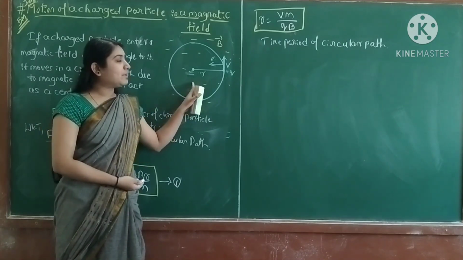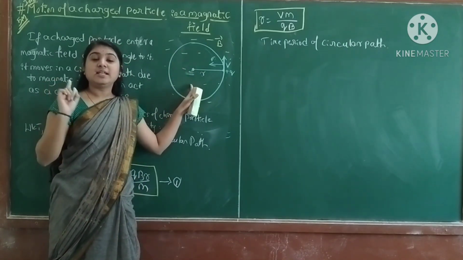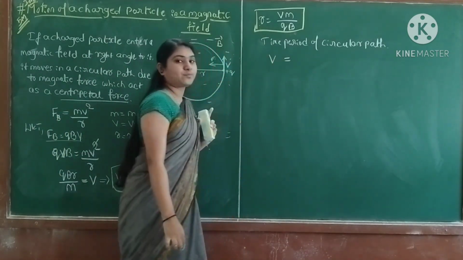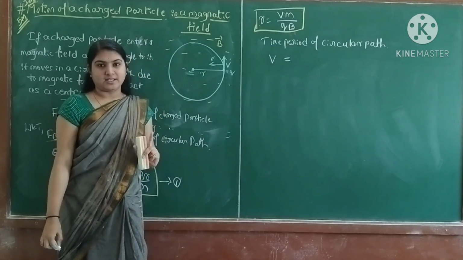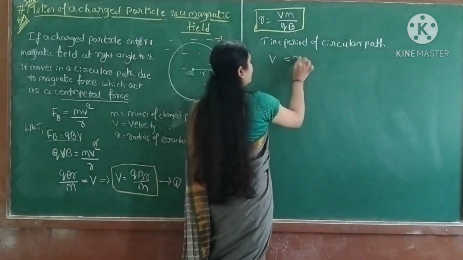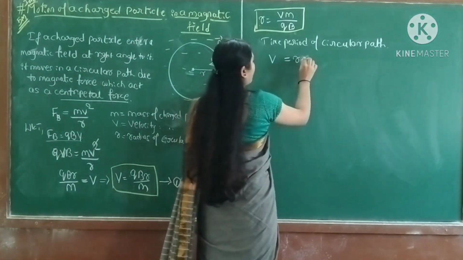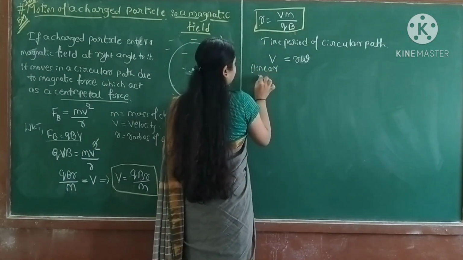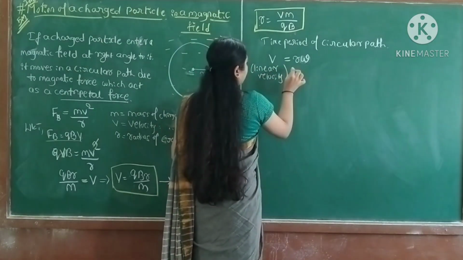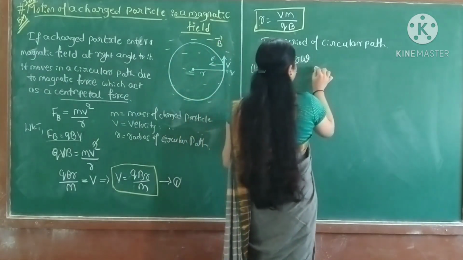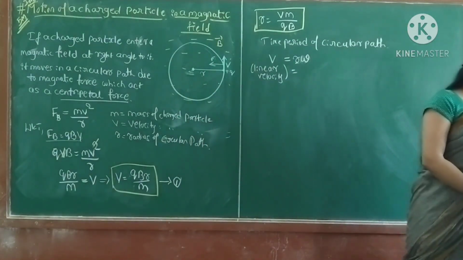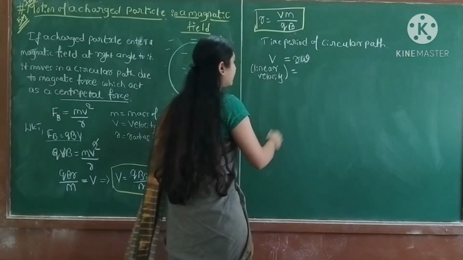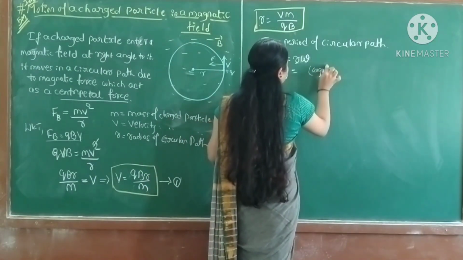To calculate the time period, linear velocity means what? Linear velocity v is equal to R into angular velocity, that is omega. This is the linear velocity, equal to R into omega, where omega is nothing but the angular velocity at the center.